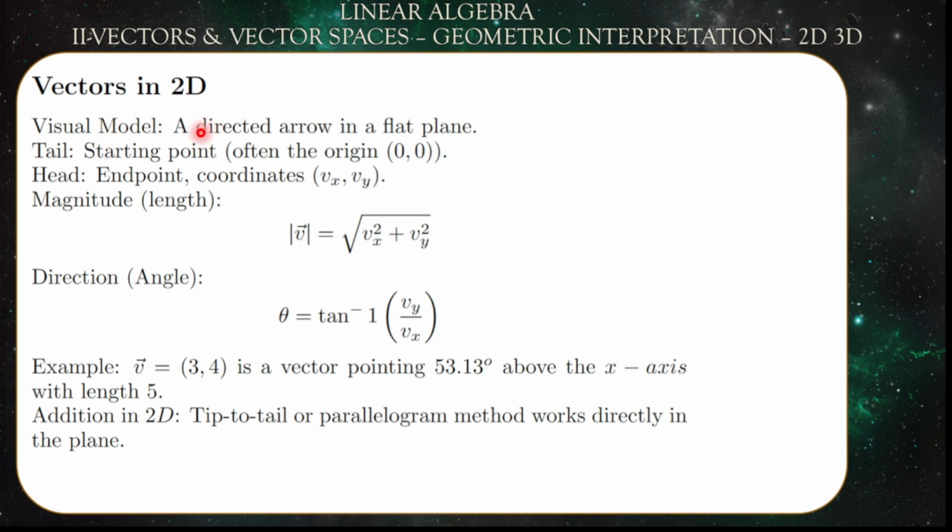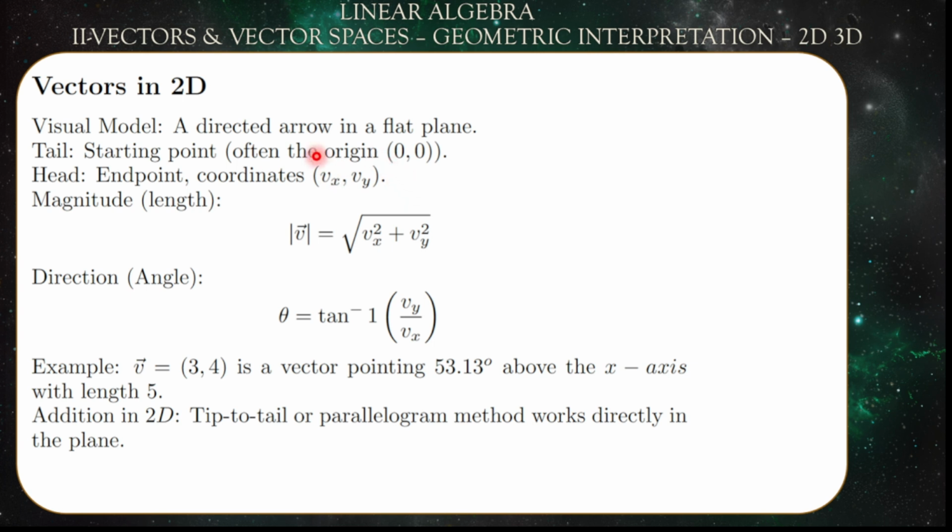Vectors in 2D. The visual model for a vector in 2D is a directed arrow in a flat plane. The tail of that vector, the starting point, often is the origin of the axes, which is at (0, 0). As for the head or the tip of the vector, in other words the endpoint, this is the head for which you have the coordinates Vx and Vy.